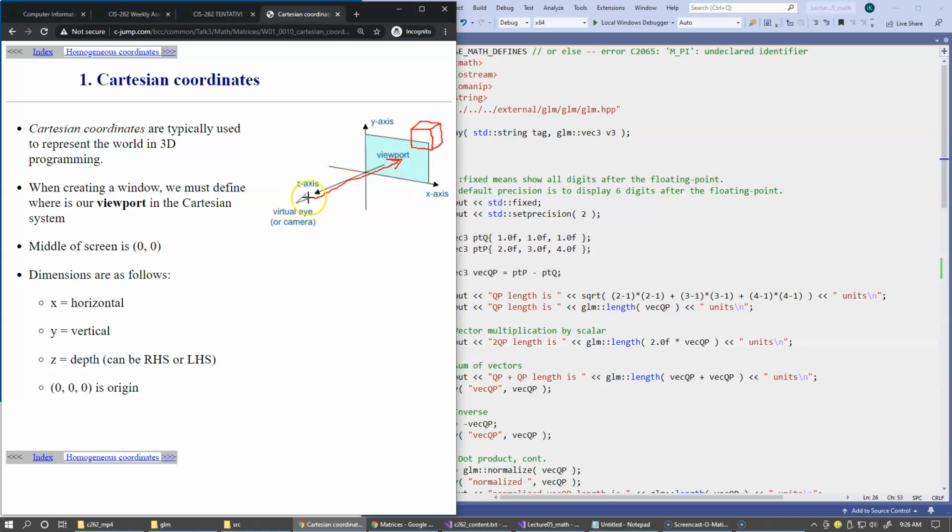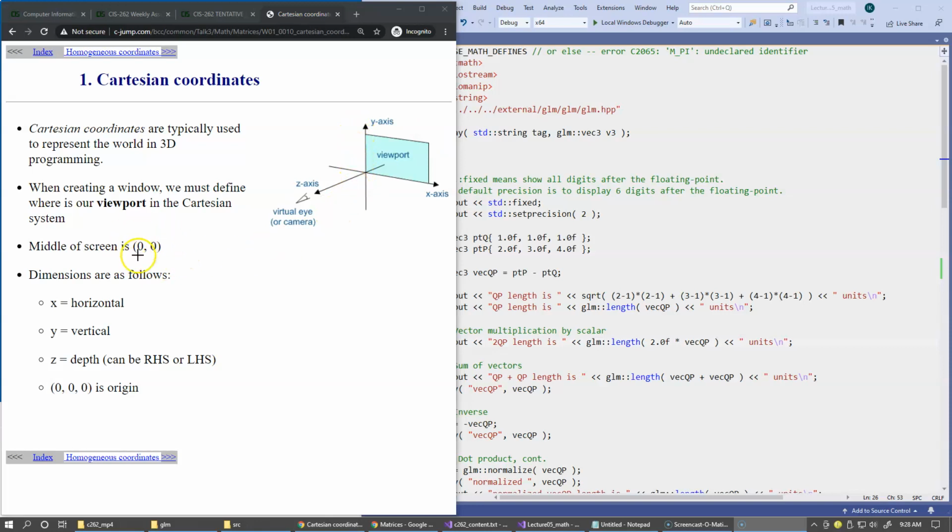And if this is a positive z-axis direction, then objects that fall into the viewport range will become visible if they're positioned in a negative z area. Our viewport, the viewing area or window or screen, is placed in the xy plane.